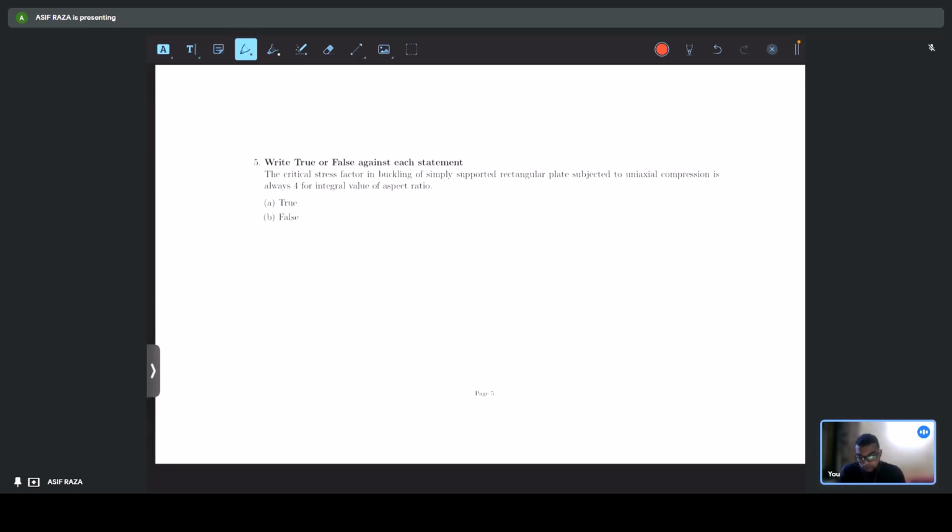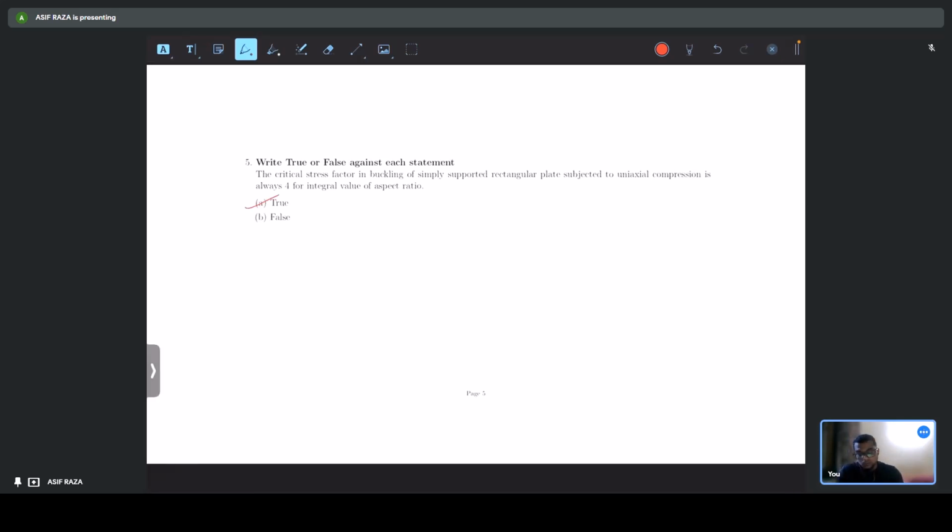Next question: the critical stress factor in buckling of a simply supported rectangular plate subjected to uniaxial compression is always 4 for integral values of aspect ratio. So this is also true. You can see this in the last module.